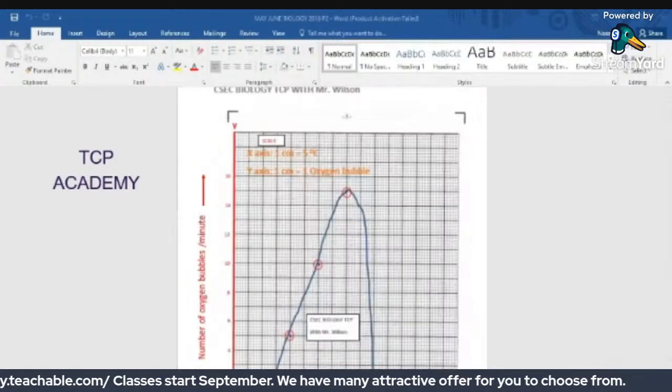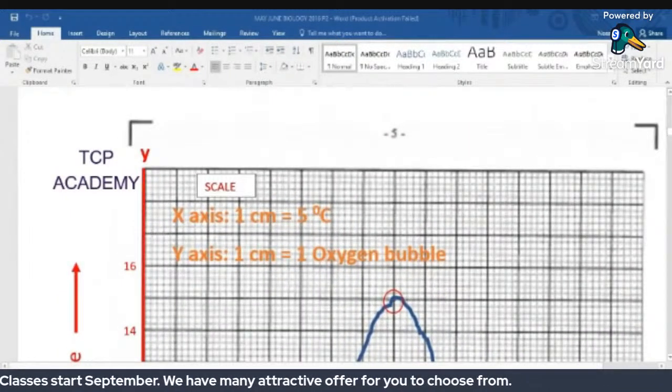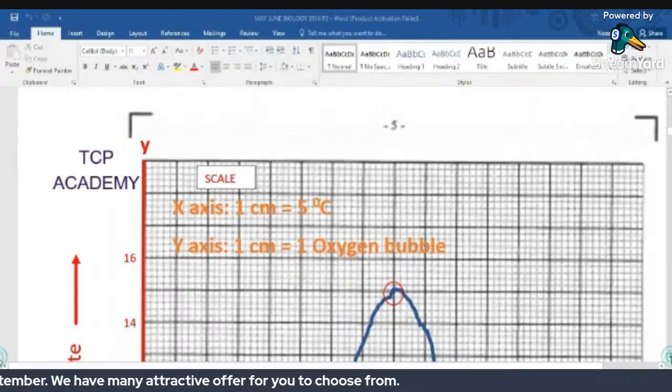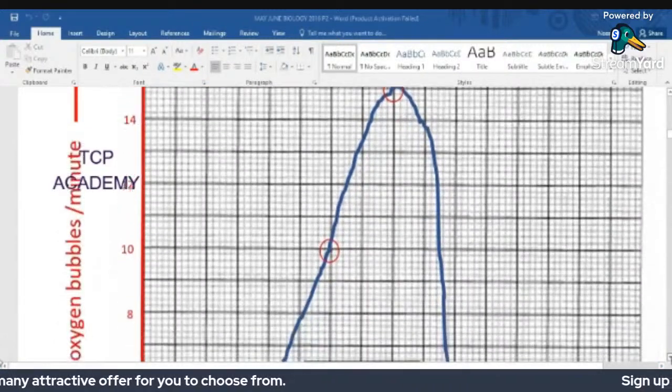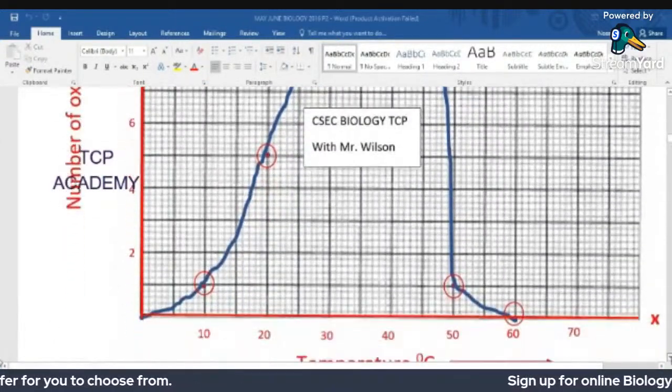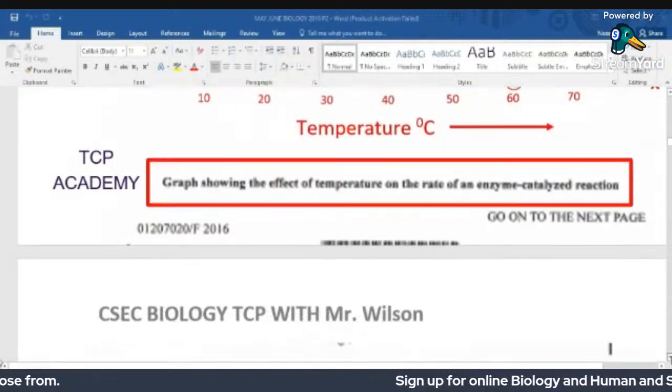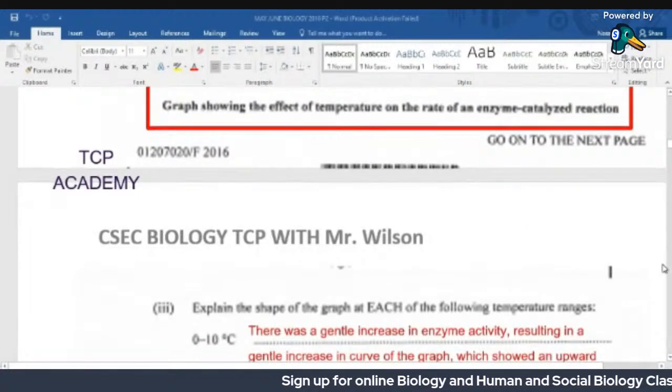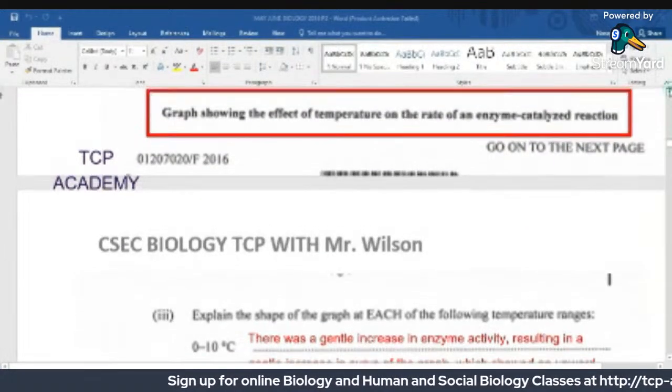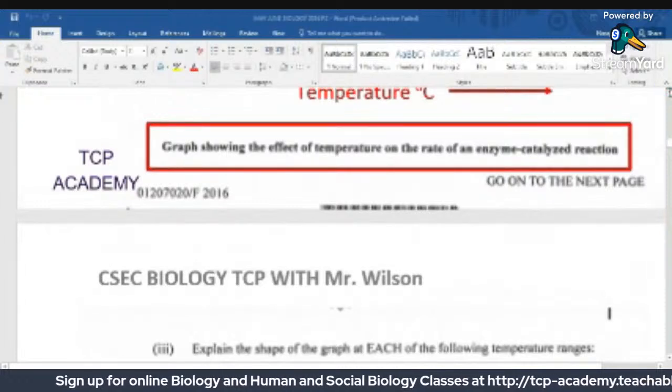I do hope that you have that and you are able to do your graph question should you see one for your exam. So we move on to the other questions, and students tend to say, I would want to see the question and not the answer. So we're going to try as much as possible to see how best we can do that.